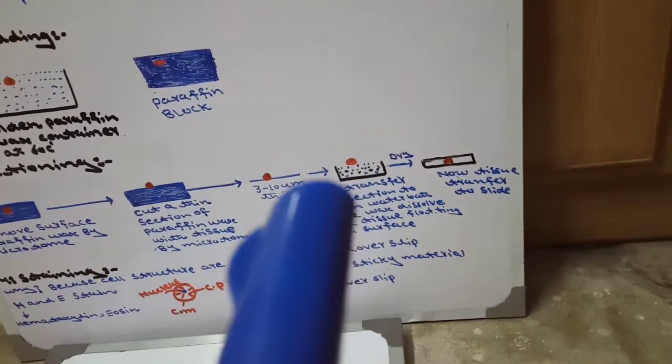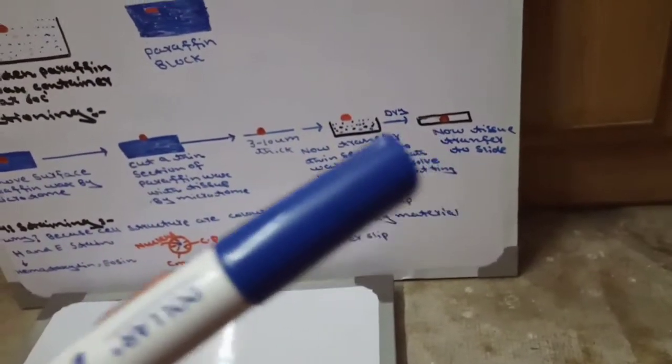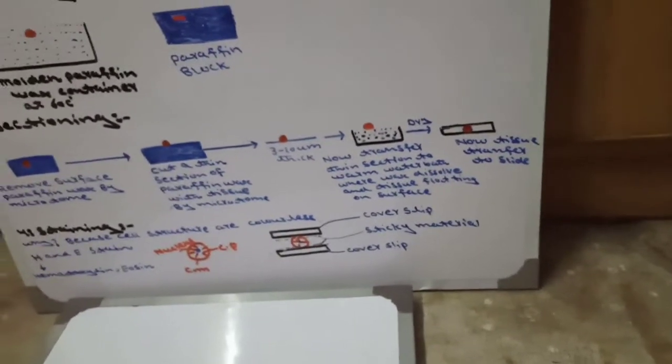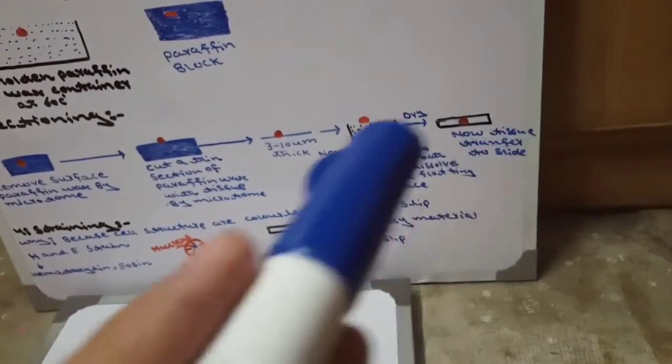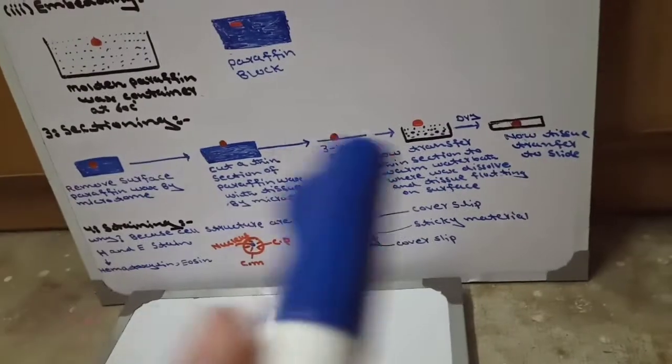Then after this we remove the tissue from warm water and let it dry. When it dries, it helps in adhesiveness to the slide. It will easily adhere to the slide. Now the tissue is transferred to the slide. This is a black slide and the red is tissue. This is the sectioning process.